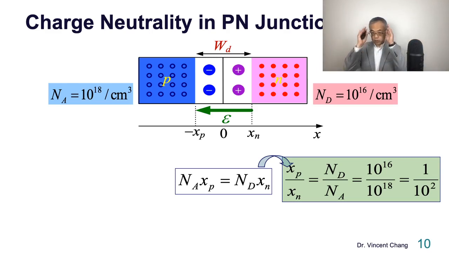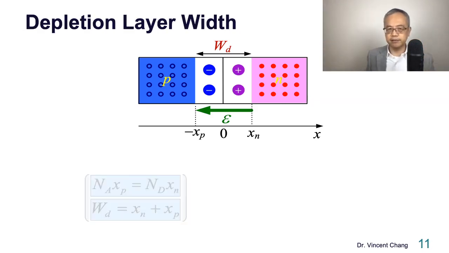So the total portion is 101, and 1 out of the 101 will be located on what side? The heavily doped side. The majority, 100 out of 101, will be located on the lightly doped side. Okay? So what's the physical concept behind this? Charge neutrality.